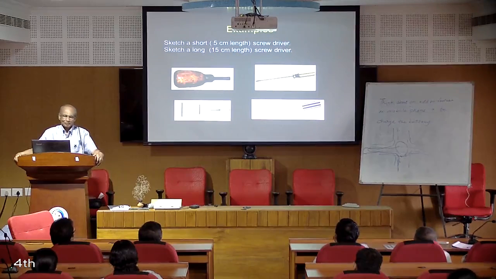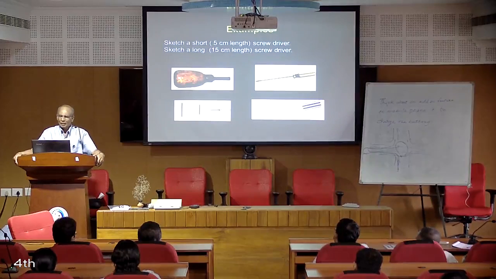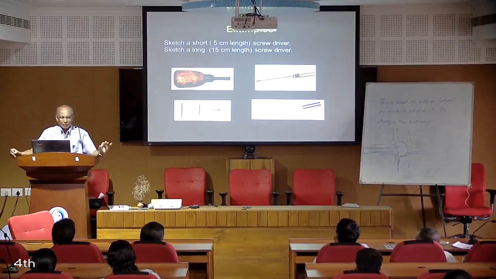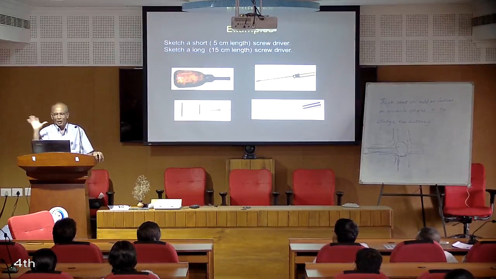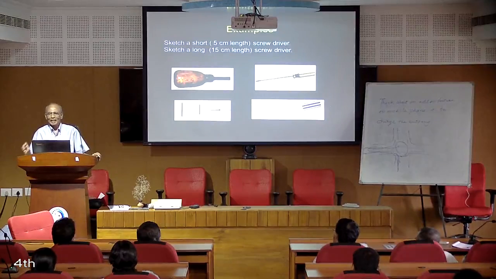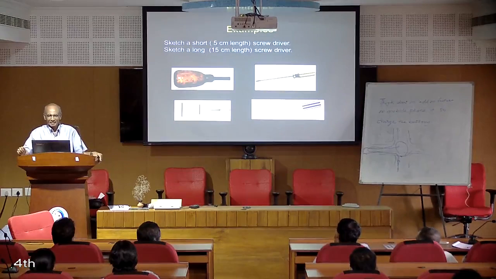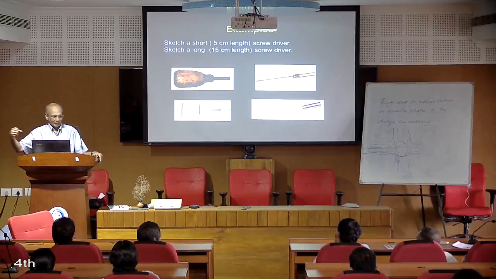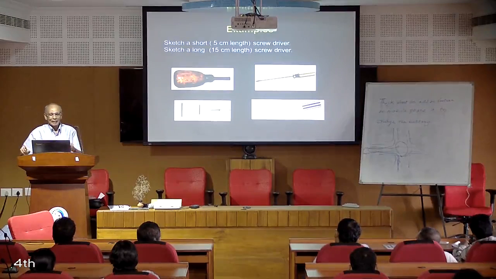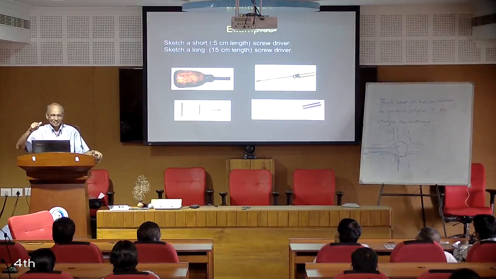Now, sketch. I gave two questions. Sketch a short 5 centimeter length screwdriver. Everyone would have seen a screwdriver. Sketch a long 15 centimeter length one. These are the two questions. He will draw the same one, with a short one and a long one. But you can see the difference. A short one will have a larger handle because it's very difficult to hold, so you do it like that. And the longer one will have a long handle and serrations. The short one need not have serrations because the handle is large. Of course, you can give it also, but normally wooden ones and others are available like that.